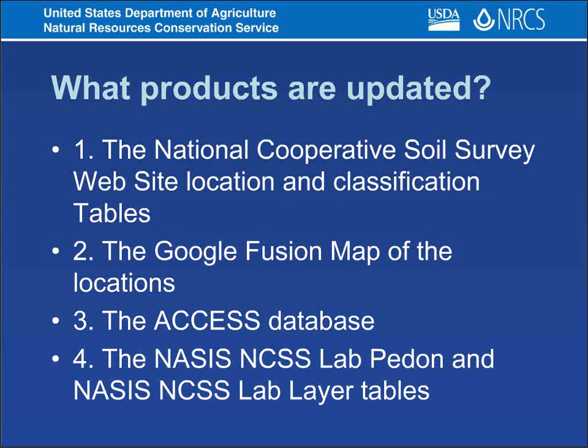And what do we update? We have the website, of course. We have the Google Fusion map that you just saw. We produce an Access database that we distribute to cooperators that would like to use our data in bulk form. And we also have been updating new laboratory tables that were added to NASIS for our NASIS users.